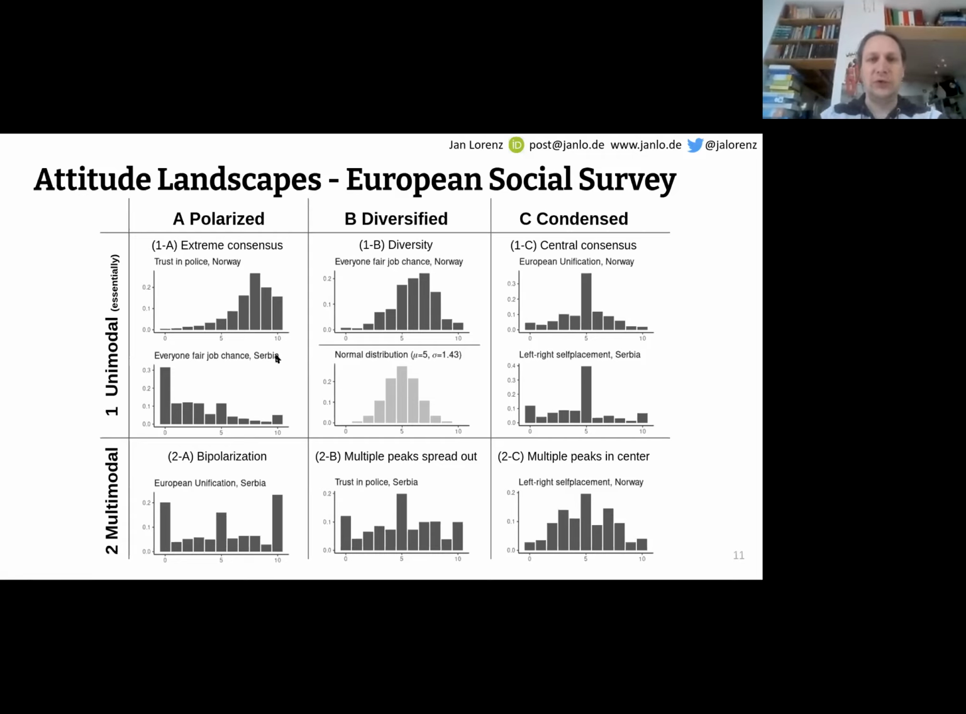But we also see things a bit similar to movies like these. This is categorized here as extreme consensus, although it's not fully extreme, but you see there is some kind of one-peak distribution with a clear bias. You see something still close to a normal distribution. And you also see these consensus phenomena.